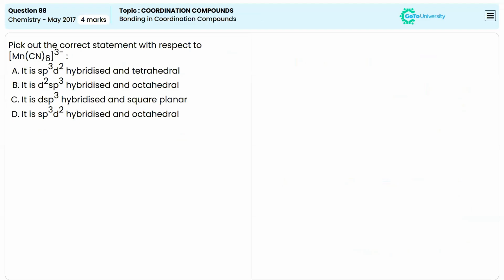The next question, we have to find out the correct statement regarding the [Mn(CN)6]3- complex. So we have to choose the correct hybridization and shape of the complex. So here the complex is given as [Mn(CN)6]3-, right? So here the central atom is manganese, which is surrounded by 6 CN- ligands. Usually this hybridization and shape can be explained by using Valence Bond Theory. Okay, so in Valence Bond Theory, we have to consider the central atom first, that is manganese.